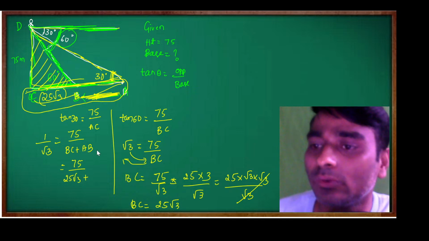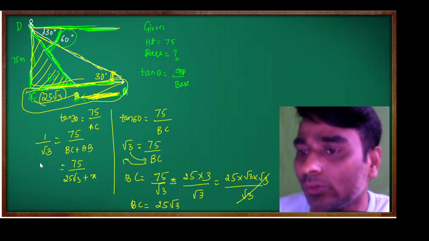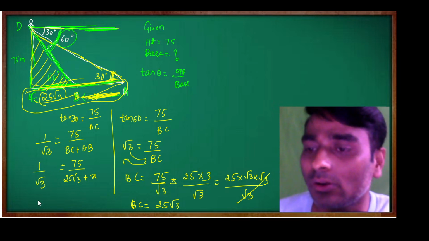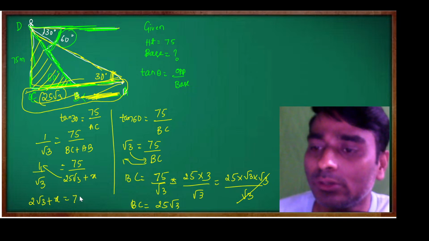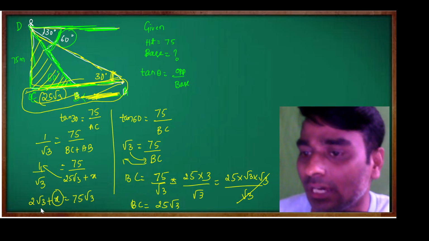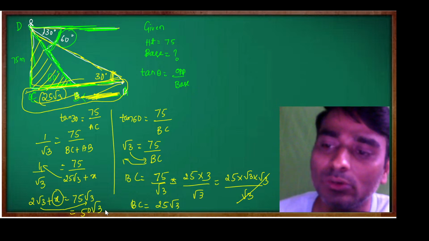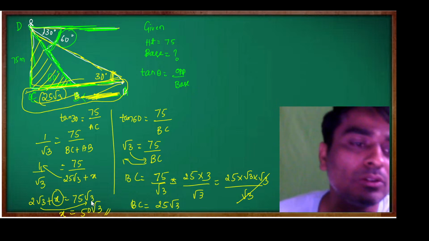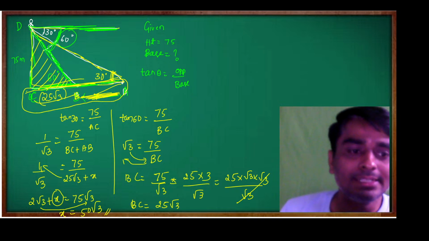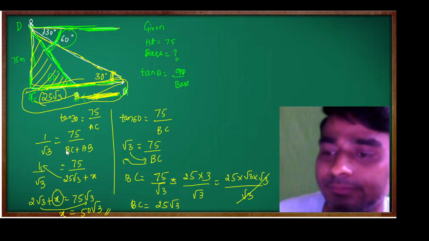25√3 plus what is your AB? AB you have taken as what? X, correct. So here you have 1/√3. Just cross multiply this to 1. 25√3 plus X is equal to 75√3. Now you want X only, the distance between cars. Shift this 25√3 here, which will give you 50√3. So X is equal to 50√3. That is the distance between two cars, 50√3.